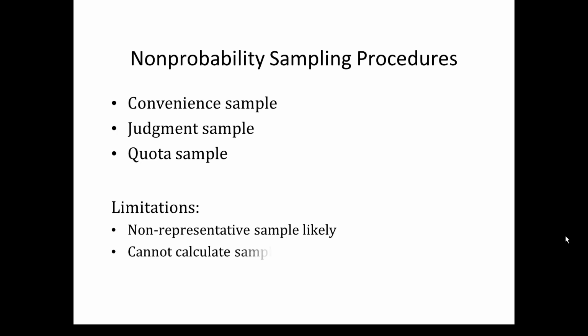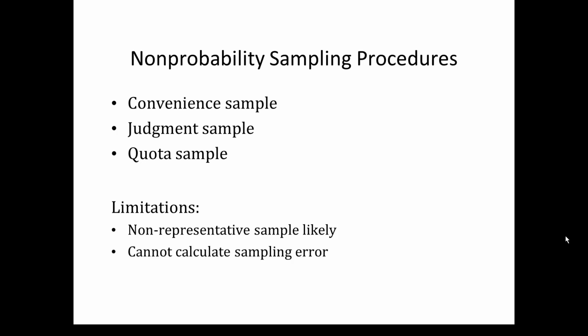Non-probability sampling procedures have two major limitations, because of which they are typically used only for exploratory research. First, they are very likely to yield unrepresentative samples, so the data from such samples cannot be projected to the target population.